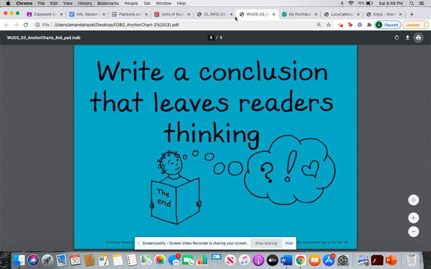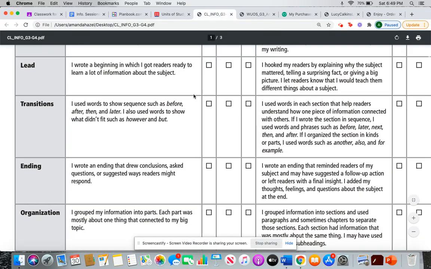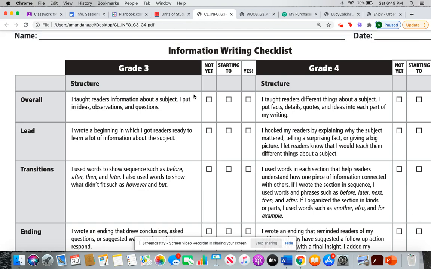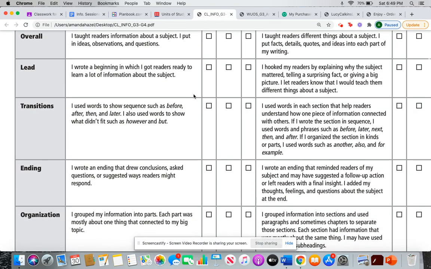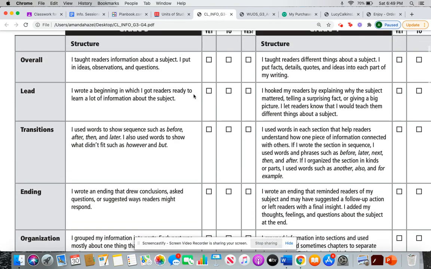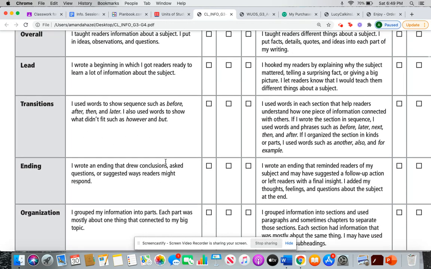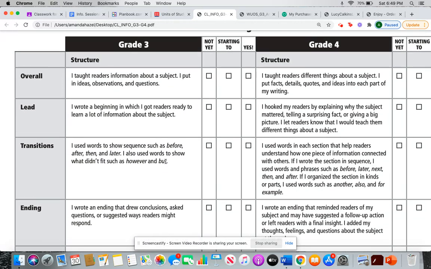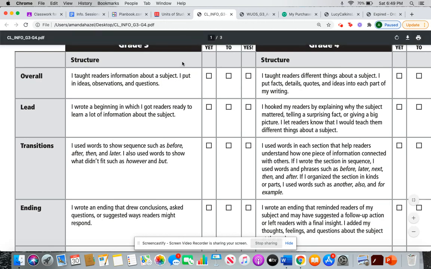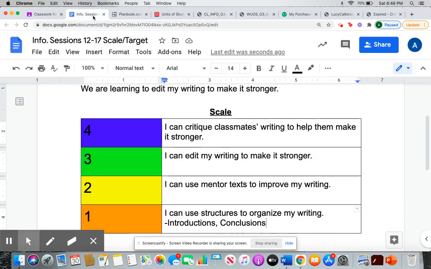Okay? So remember, you can use this checklist to keep track of how you're doing with your writing in general. Right now, you're going to focus on the ending or conclusions to your writing, and we will continue working on this checklist throughout this week and next week as we finish our pieces. Okay? Get to work, writers.